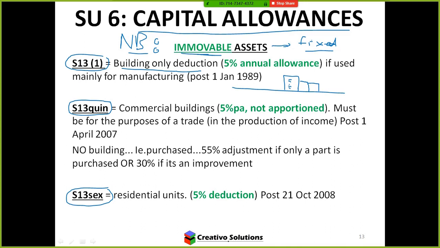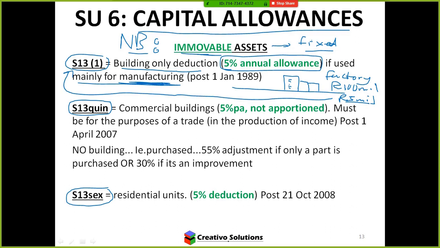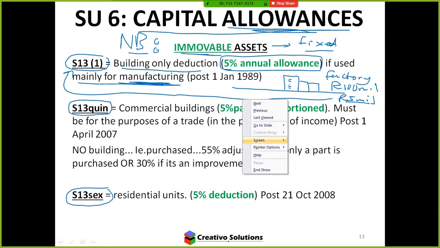What is the deduction? Well, if the building is used mainly for manufacturing, so if this is a factory, what are factories used for? Manufacturing, obviously. If it's mainly used for manufacturing, what can I claim? I can claim 5% as an annual allowance. So if the building is worth 100 million, 5 million is going to be claimed as a section 13(1) deduction, as a deduction to reduce my taxable income. Does that make sense? Yes. Okay. It gets better.